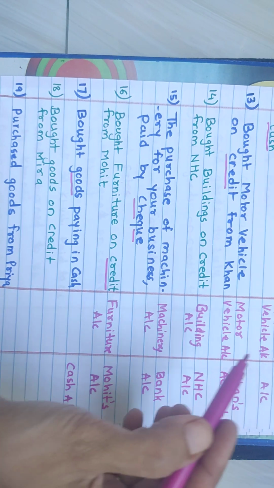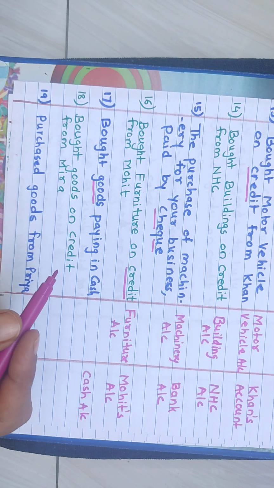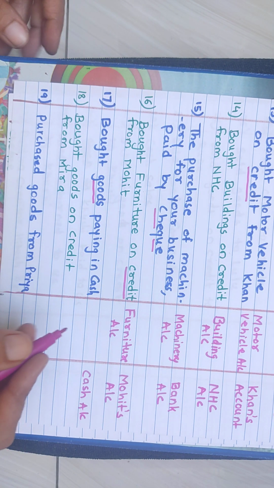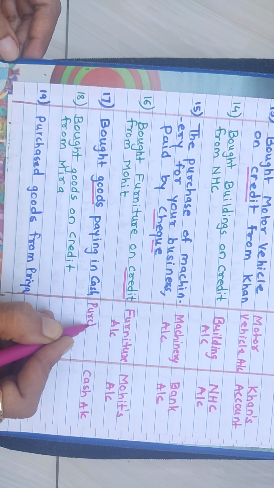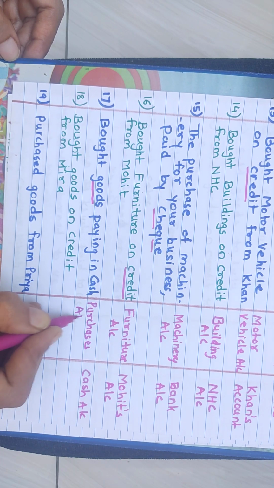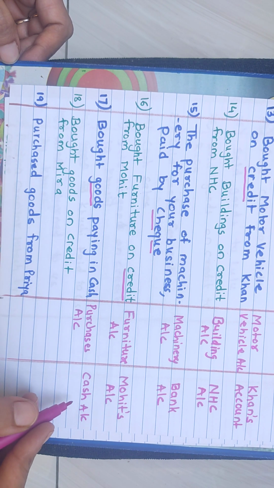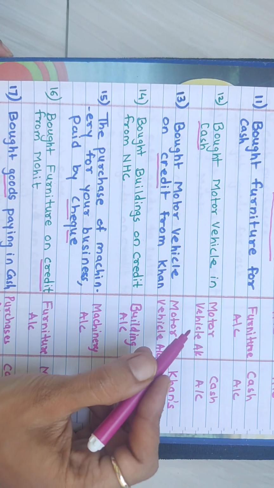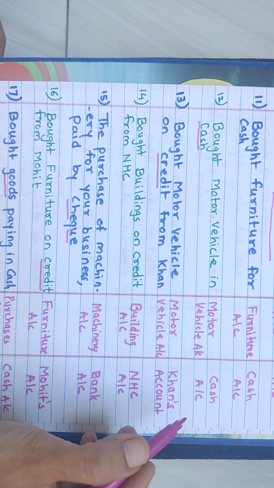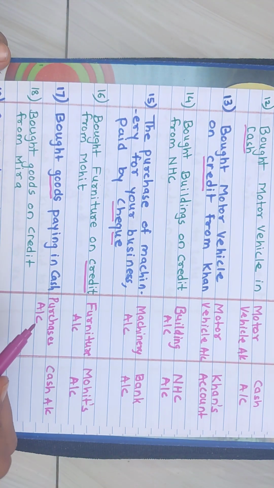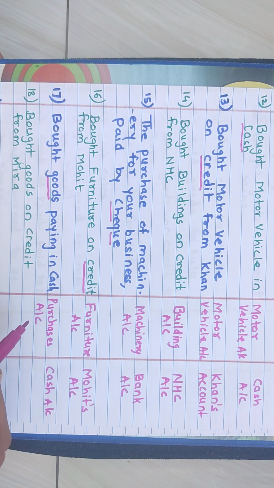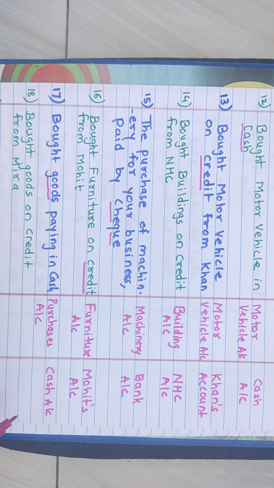But if it is asset purchase, give debit to that asset. And if it is goods purchase, then you have to write here the word purchases. Okay. So purchases account is debited and cash account is credited. See here, when motor vehicle is purchased on cash, motor vehicle account is debited and cash account is credited. But when the goods are purchased, you have to give debit to purchases. Don't write bought goods or goods, write the word purchases. So purchases and cash. Now bought goods on credit from Meera.